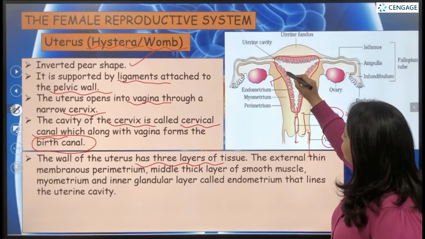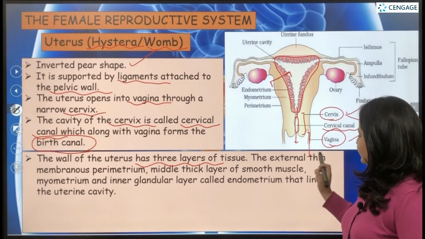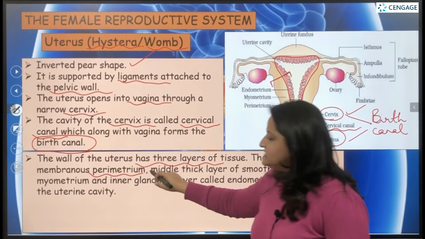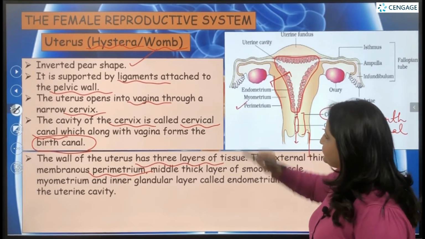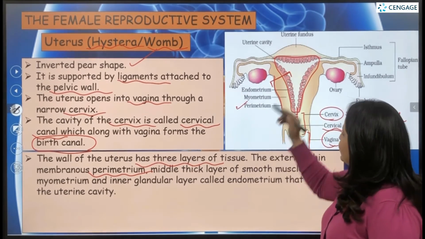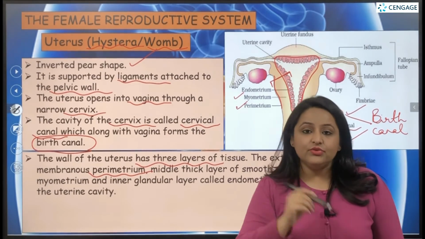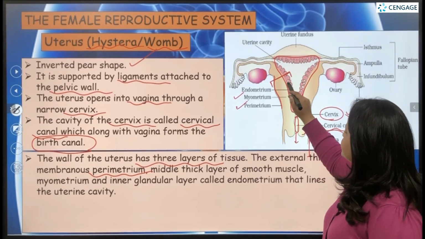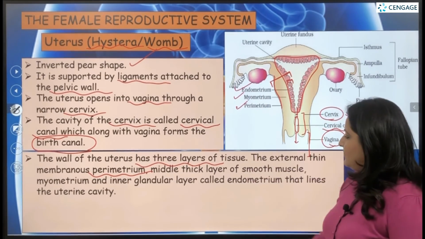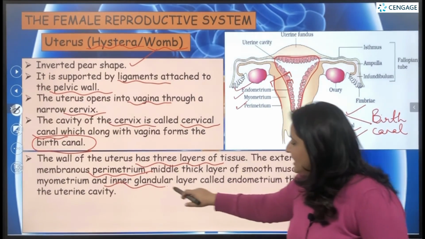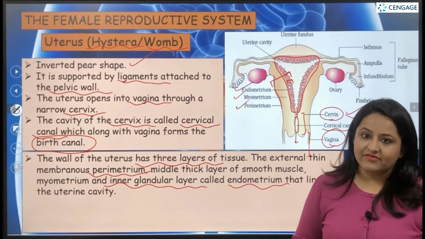This is the wall of uterus. So it is made up of 3 tissues, as we can see. The external thin membranous perimetrium, this is the external layer known as the perimetrium. Then inner to it is present the muscular layer which is known as the myometrium, and inner to the myometrium is present this area which is represented by pink color. It is the endometrium. So it is the inner glandular layer, that is the endometrium, which lines the uterine cavity.